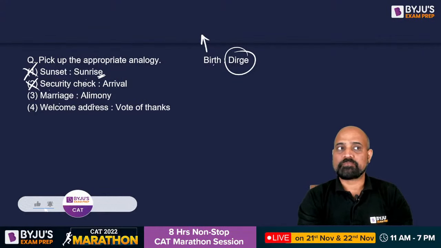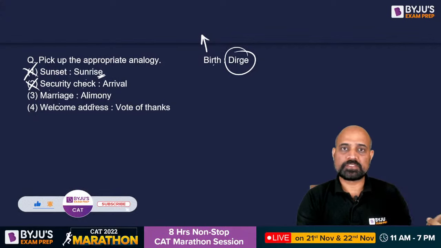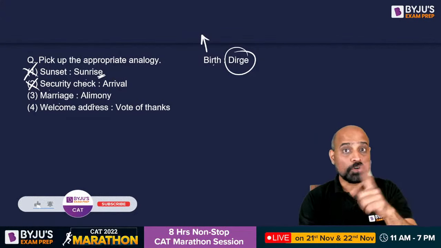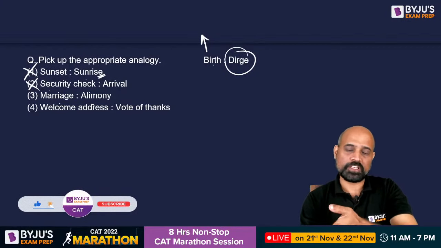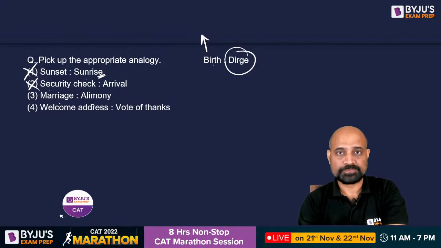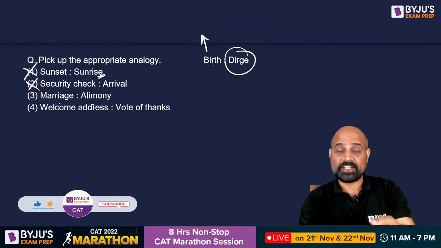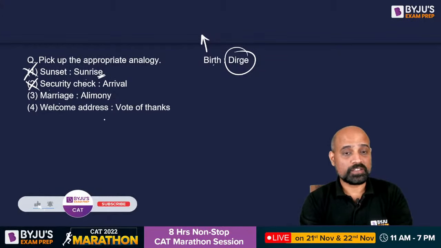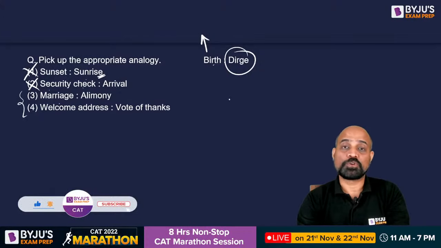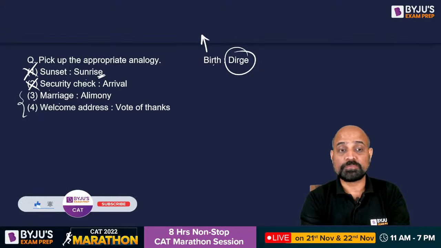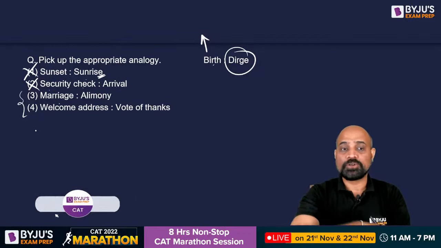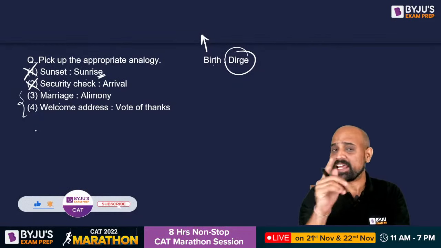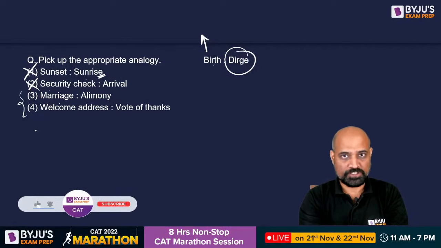Marriage, alimony. Marriage is the beginning of two people staying together, and when they divorce, when they separate, alimony is the amount paid by one of the ex-spouses to the other. Okay, so this may be the answer, and this question was considered very difficult because welcome address and vote of thanks, both of these options make sense. But if you think about it, vote of thanks is more like the antonym of welcome address, while alimony is not the antonym of marriage.